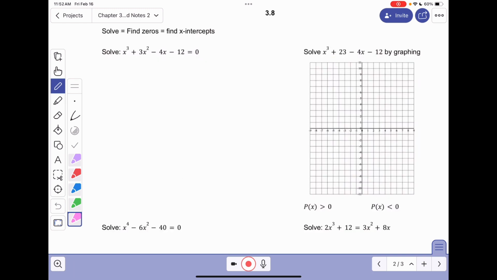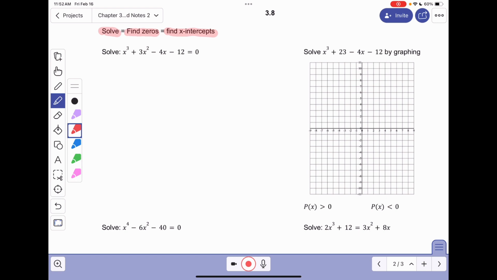All right, so when you see a question ask you to solve, what that's really telling you is to solve for x. Find out what x equals. It also could be saying find the zeros. It could say find the x-intercepts. All of those mean the same thing.